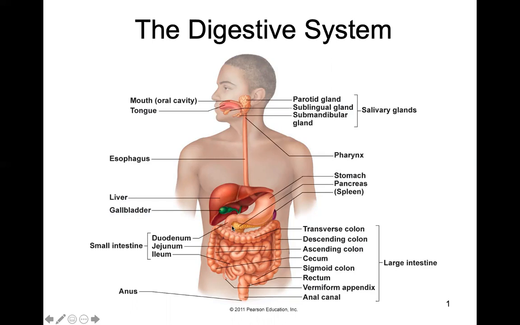The small intestine itself is made up of three parts. The initial part connected to the stomach is the duodenum. The folds more on superior are the jejunum, and folds on the inferior part are ileum. Ileum connects to the first part of the large intestine right here called the cecum.